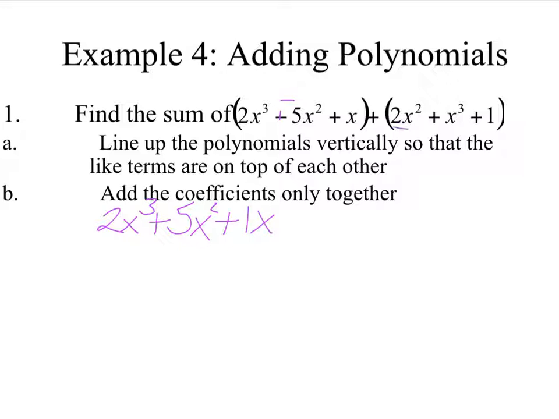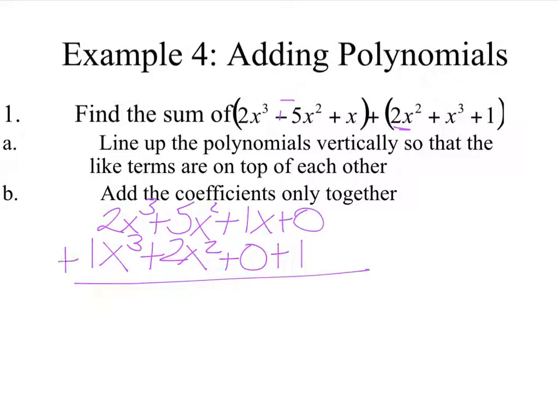My 2x cubed in the second problem is going to go under my 5x squared. I'm sorry, that's 2x squared. My x cubed will come out in front. And the 1 has no like term, so it kind of goes off by itself. Do not put it under the 1x. Either leave a space, or if you have to, you can actually fill in the spaces with zeros.